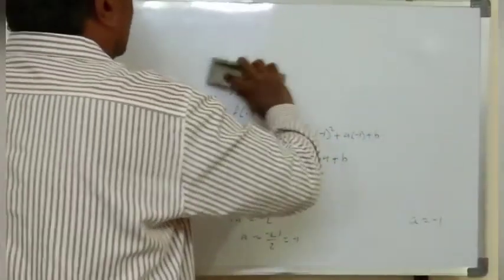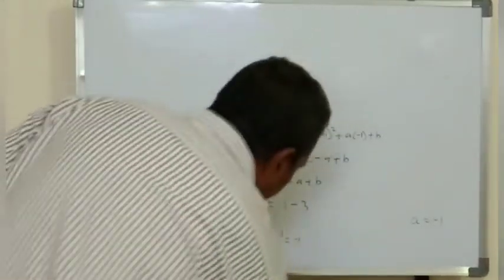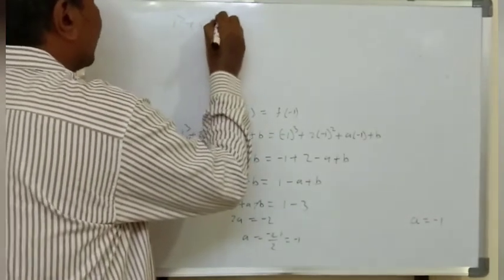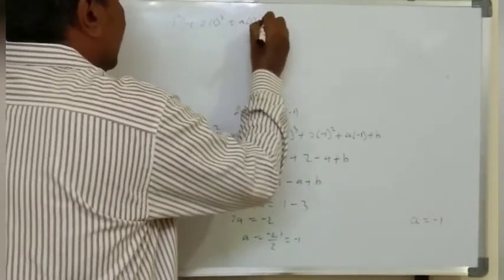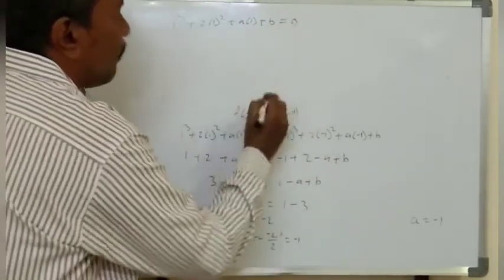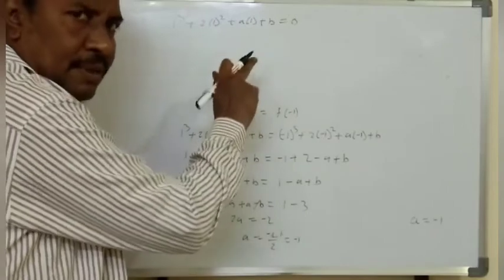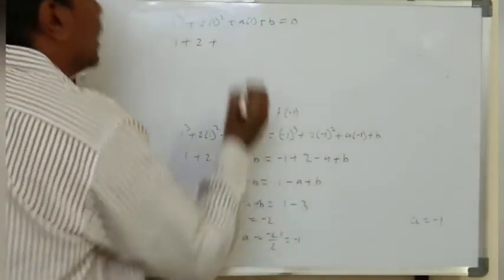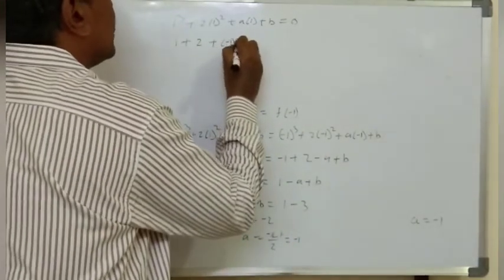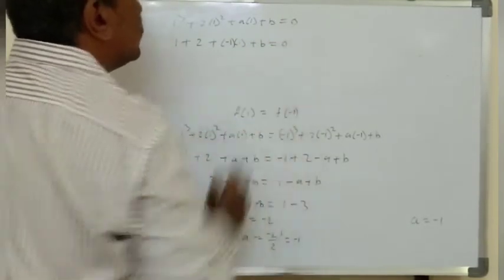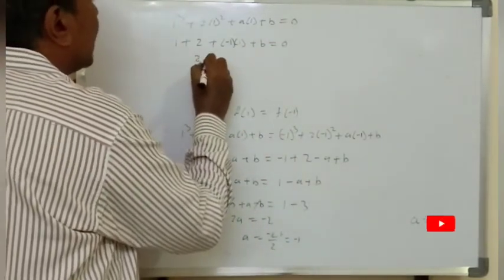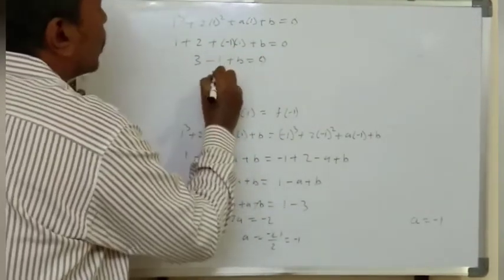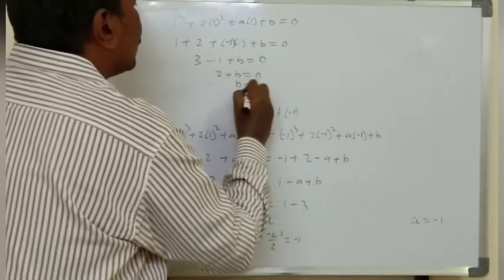That means, already given that f of 1 is equal to 0. f of 1 is equal to 1 cube plus 2 into 1 square plus a into 1 plus b, which is equal to 0. Or f of minus 1 is equal to 0. So 1 cube is 1, plus 2 into 2, plus, what is the value of a? Minus 1. Minus 1 into 1 plus b is equal to 0. 1 plus 2 is 3, plus into minus is minus. 3 minus 1 plus b is equal to 0. 2 plus b is equal to 0. So b is equal to minus 2.